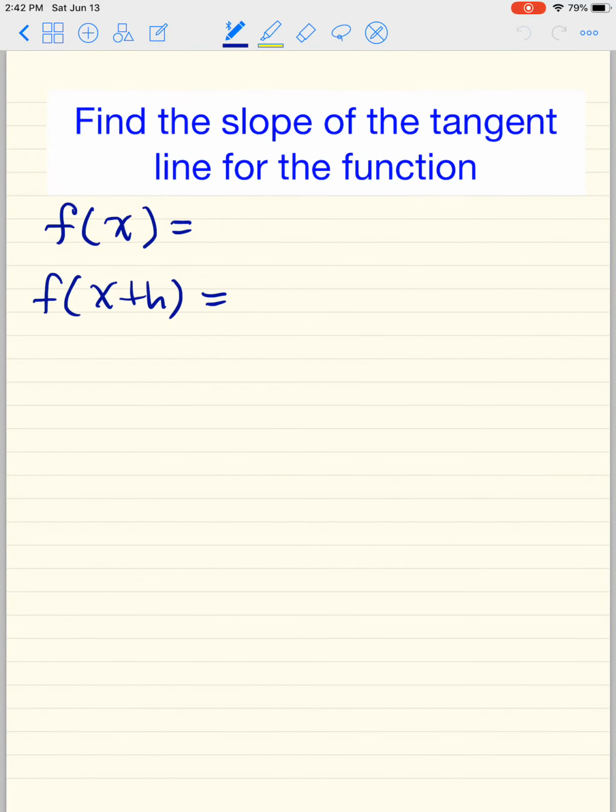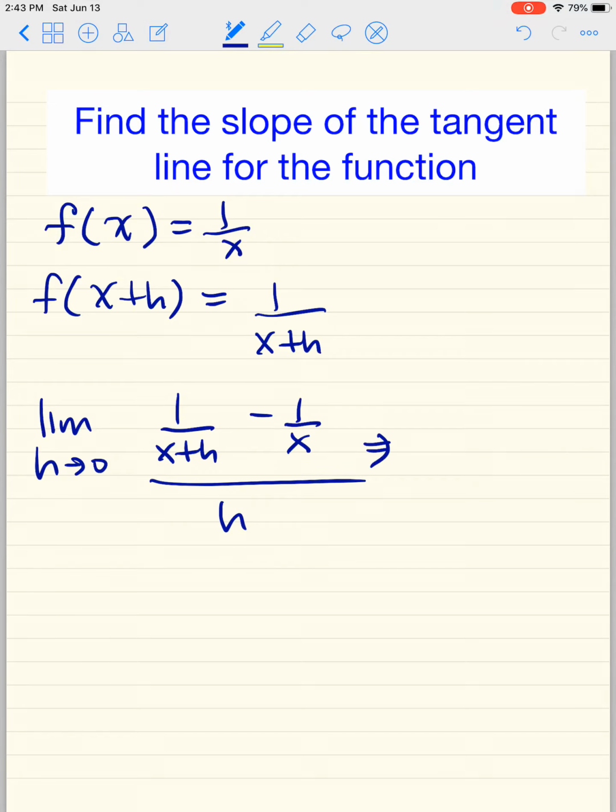Find the slope of the tangent line for the function 1 over x. Well, every time you see an x, you have to plug in x plus h. So that's this guy right here. Now I'm just going to use that definition from the beginning of the video, which is f of x plus h, which is this guy here, minus f of x all over h. You have to find the common denominator.